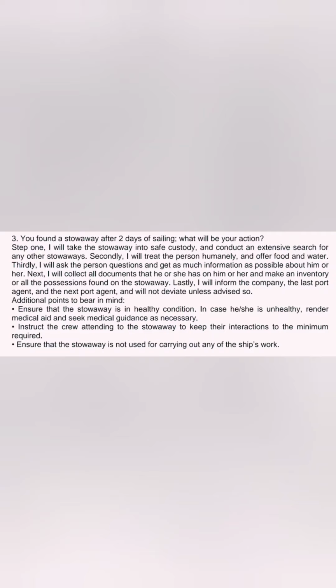In case he or she is in unhealthy state, render medical assistance and seek medical guidance as necessary. Instruct the crew attending to stowaway to keep their interaction to the minimum required. Ensure that stowaway is not used for carrying out any of the ship's work.